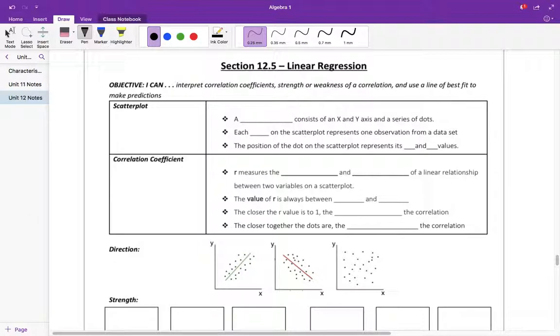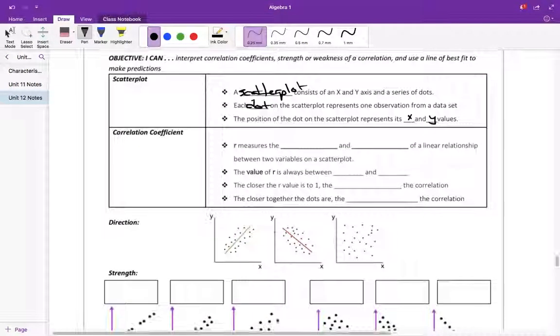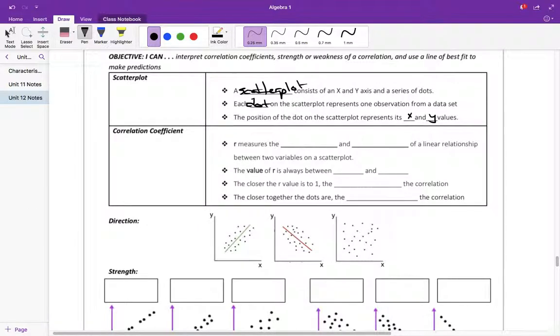So first thing we need to talk about is a scatter plot. A scatter plot, S-C-A-T-T-E-R-P-L-O-T, consists of an x and y axis and a series of dots. Each dot on your scatter plot represents one new observation from a data set. The position of the dot in the scatter plot represents its x and y values. So basically what a scatter plot looks like, there's a few different examples down here for you, but it's basically just a whole bunch of points on an XY plot.